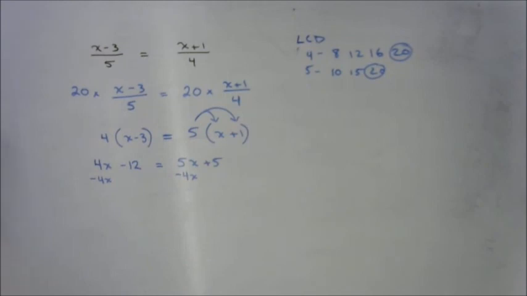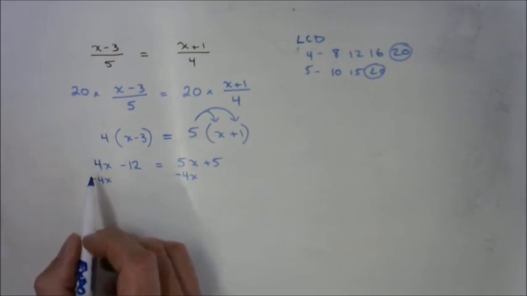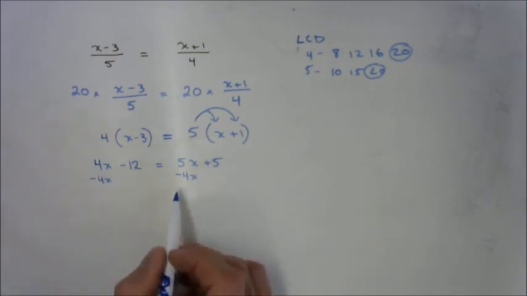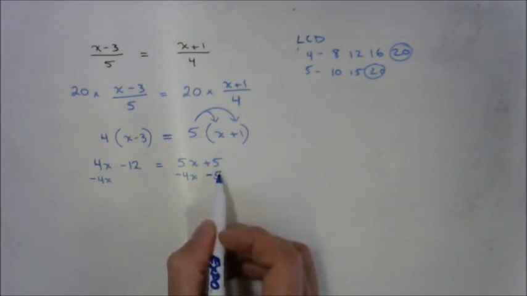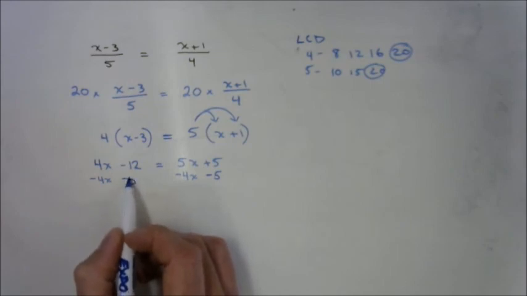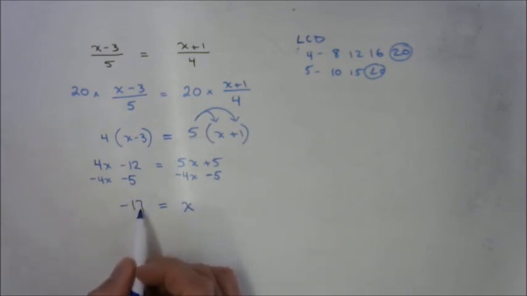Would it be 1x or just normal x? We're subtracting 4 x's from both sides. And then the negative 12, what's going to happen? Add 12. Slow down. If our variables are going to be on the right, then we want everything else on the left.